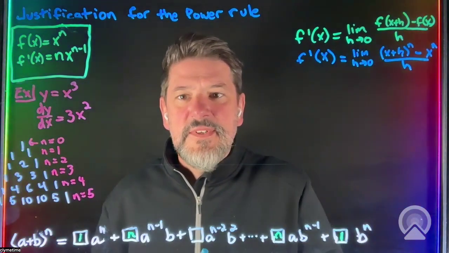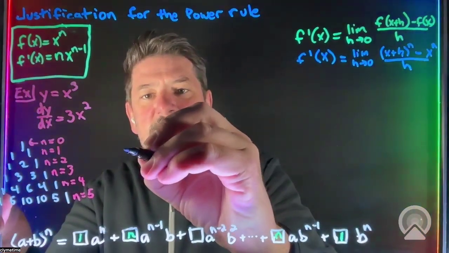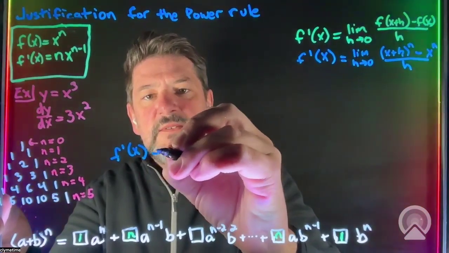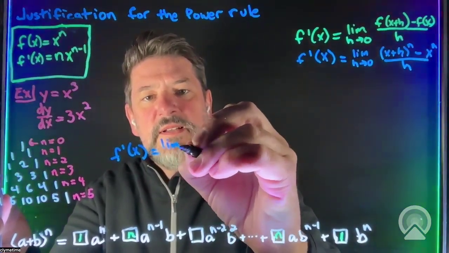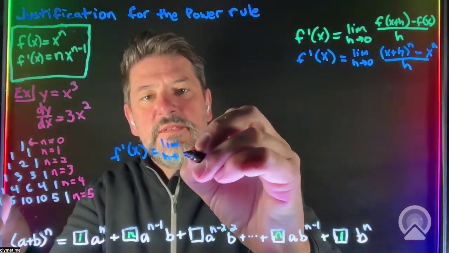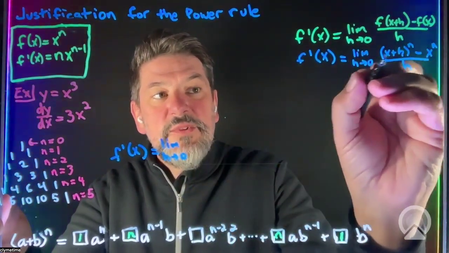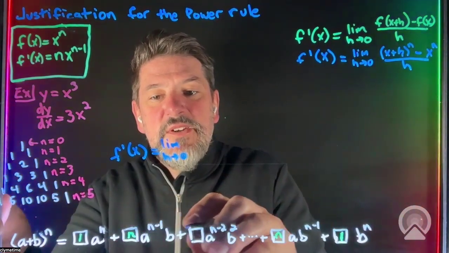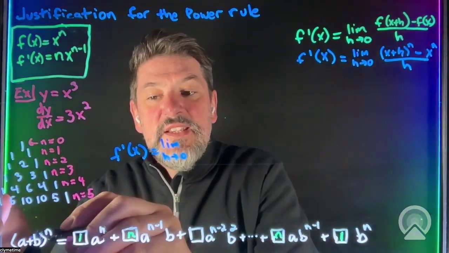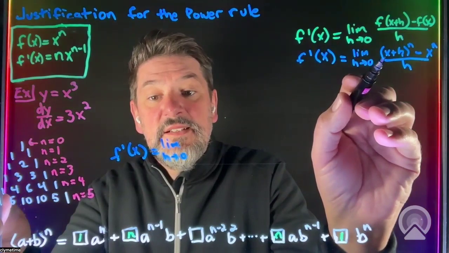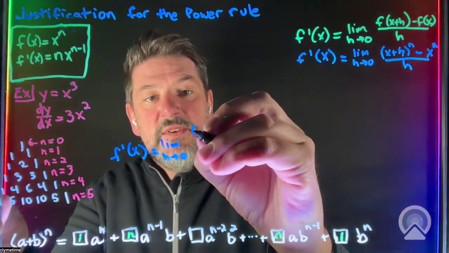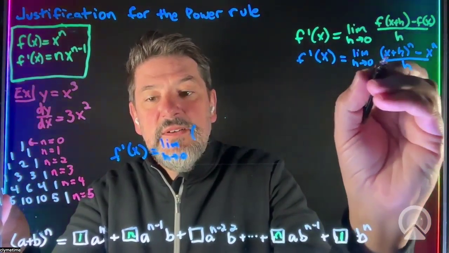So let's do that. Let's multiply out all these terms, and let's see what happens. So f prime of x is equal to the limit as h approaches 0 of, now we're going to multiply out all these terms, x plus h to the n. So I'm going to use the binomial theorem. And so in this case, my a is x, and my b is h. I'll put it in parentheses so you can recognize that that's this first term here.